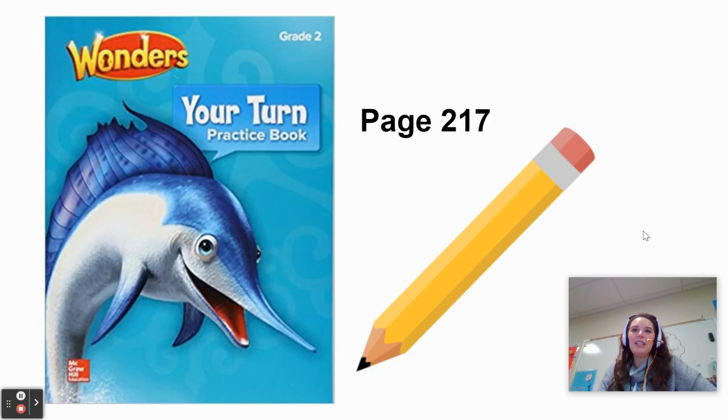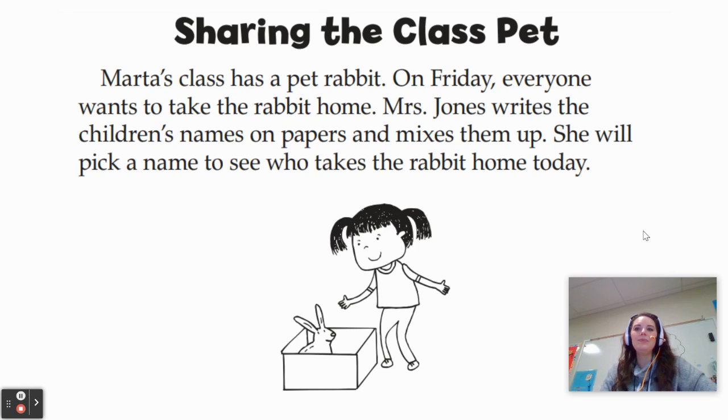For this activity, you will need your Turn practice book, page 217. So go ahead and find your book and turn to that page now. You can press pause if you need to go find it. And here is our story. It is titled Sharing the Class Pet. I'm going to read the story out loud to you, and then we will work together to answer some of the questions. So follow along as I read aloud.